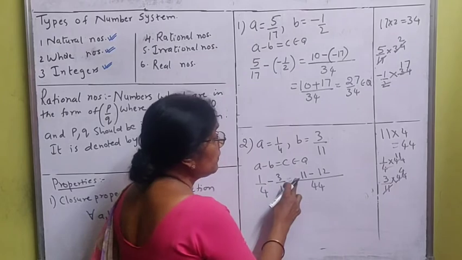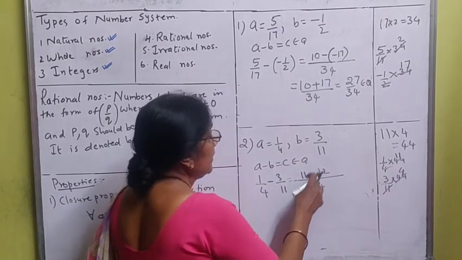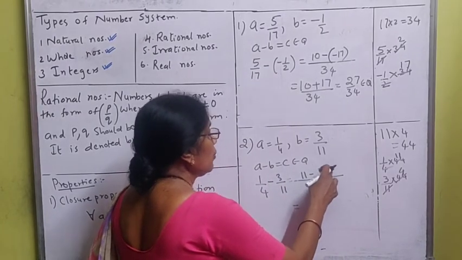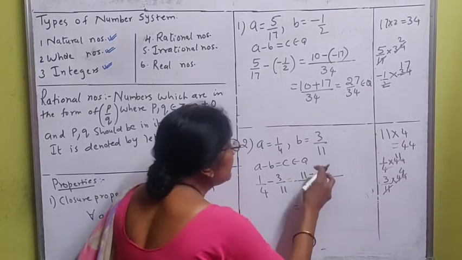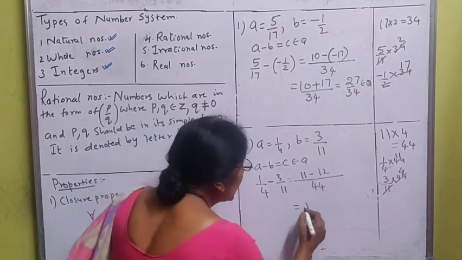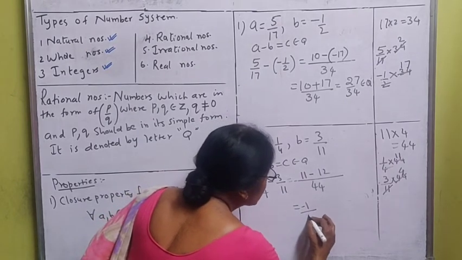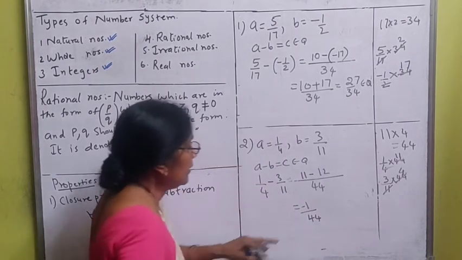So one is a positive integer, one is a negative integer. Take the bigger number, 12, subtract 11. 12 minus 11 is 1. See which is the bigger number? 12. What sign is there? Minus. So minus 1 by 44.